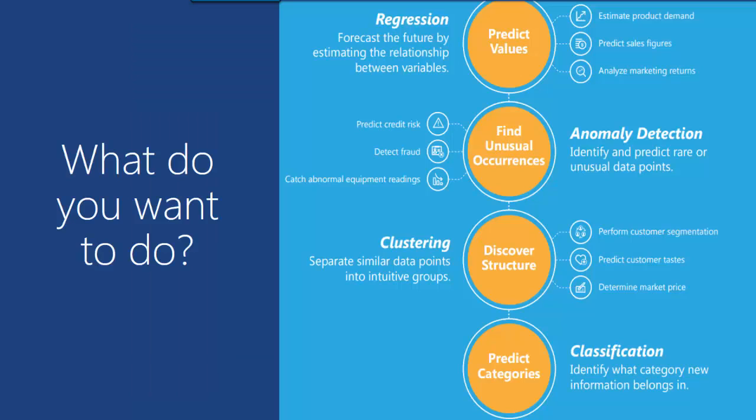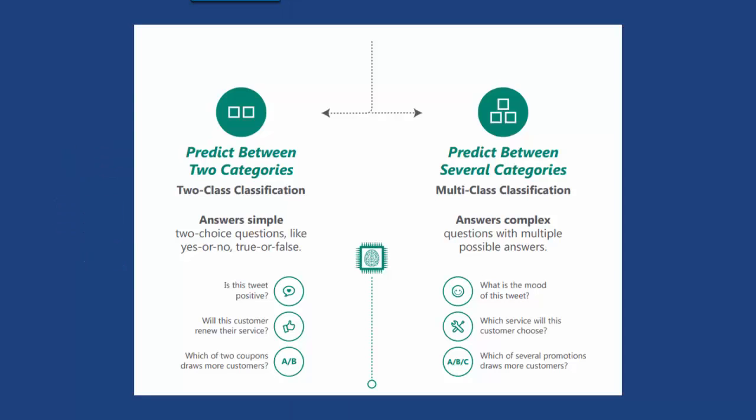So just to reiterate, the 4 main categories of algorithms that you want to use are: a regression algorithm, when you want to predict a continuous set of data; an anomaly detection algorithm, whenever you want to find some kind of unusual occurrence; clustering algorithms, whenever you want to discover structure; and classification algorithms, whenever you want to predict categories. Under classification, it can be either a binary class, which is basically a two-class algorithm, or a multiple class algorithm, depending upon the way you want to use it.